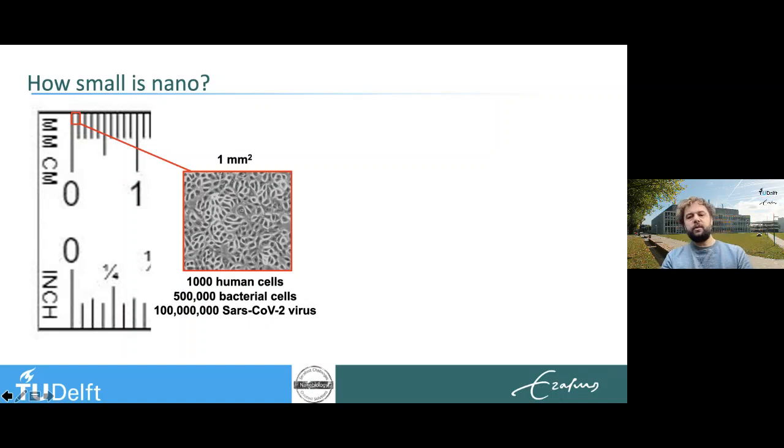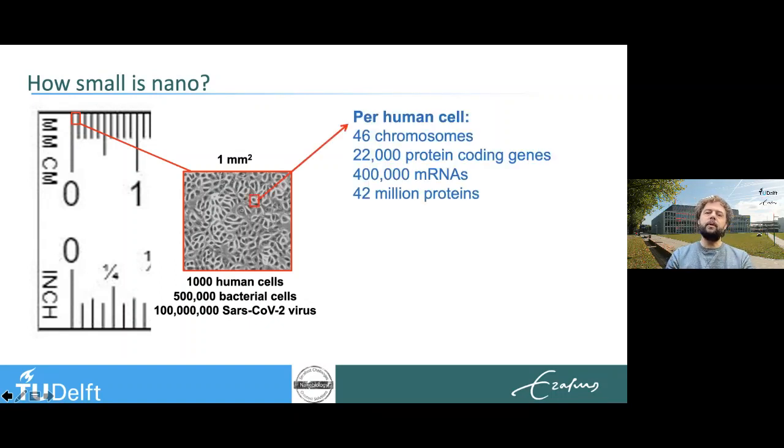But let's go even smaller. For example, per human cell, there are 46 chromosomes, 23 from your father, 23 from your mother, and together that is 2 meters of DNA. These encode 22,000 genes, and these produce together 400,000 messenger RNAs, and those produce together about 42 million proteins, and that's all in one cell. And we're not even talking about the lipids and sugars and other macromolecules inside that cell.